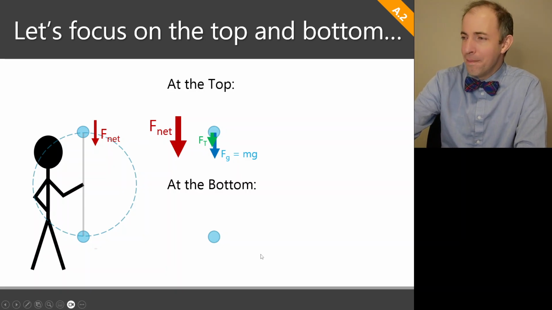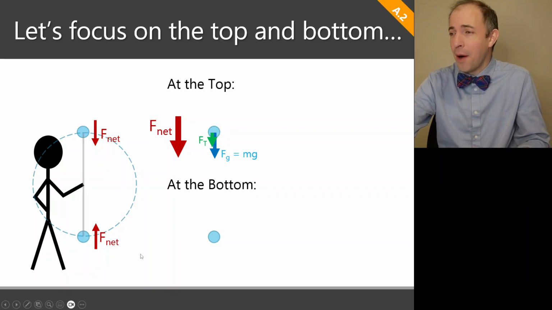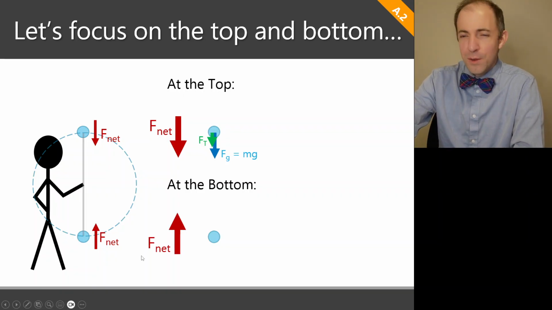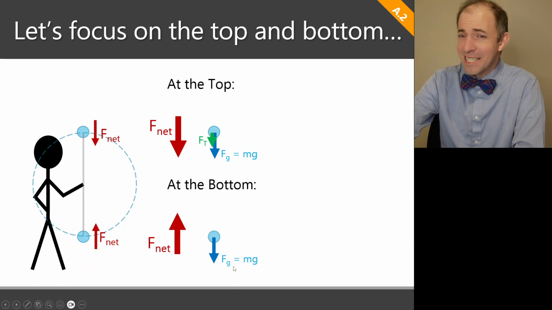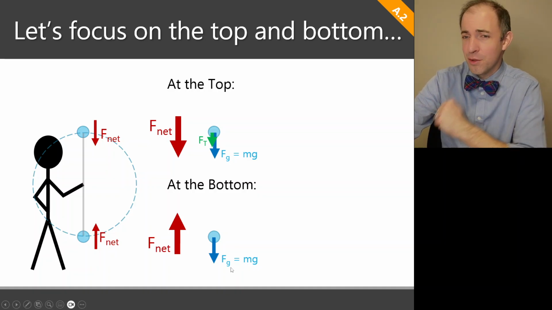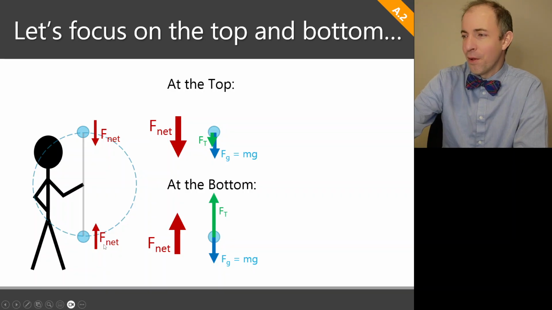force. At the bottom, we still have a net force. That force is pointing towards the center of the circle, which is now up. We also have a force of gravity. Force of gravity is still down. Doesn't matter about the circle. Force of gravity is always down. Now the tension force for it to pull has to be pulling up.